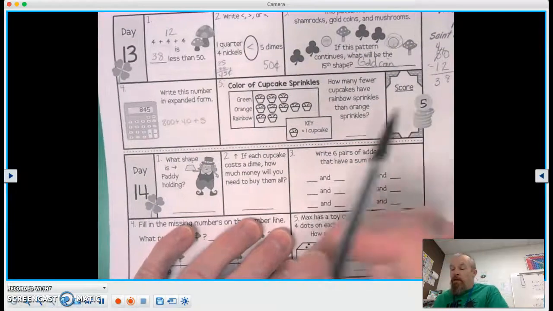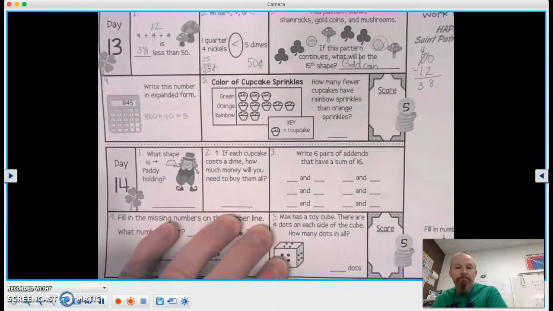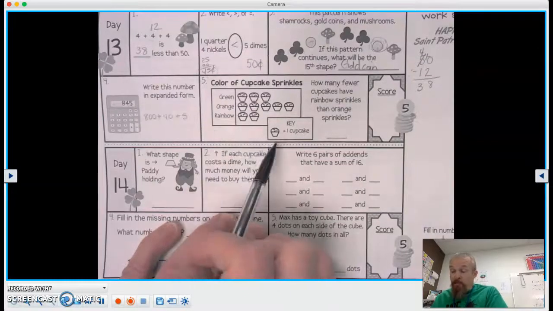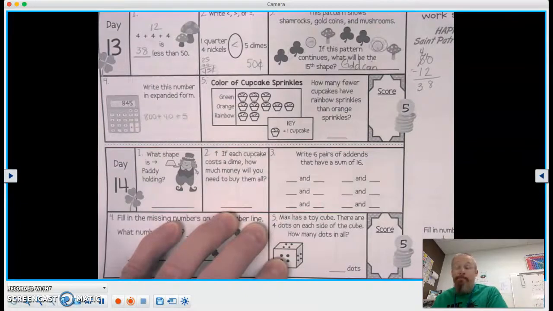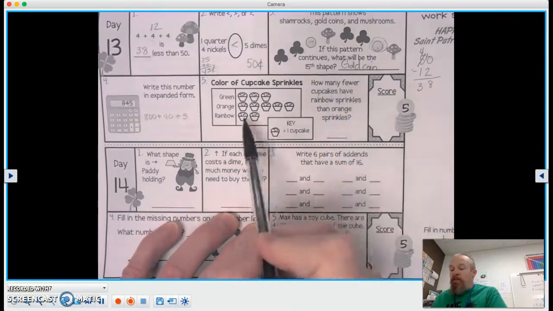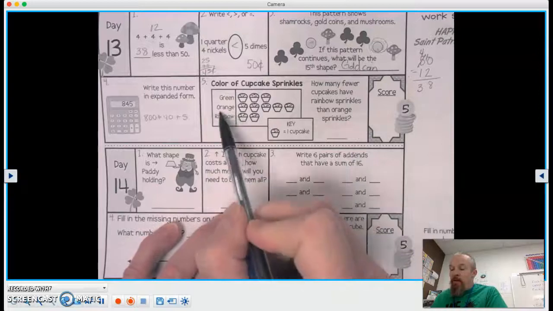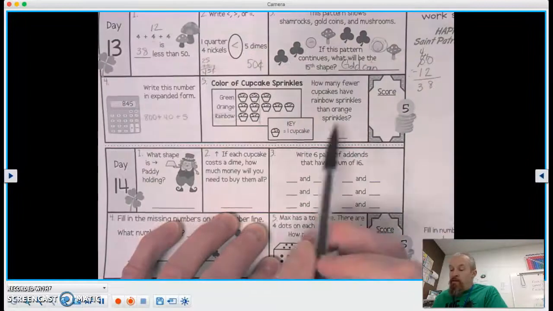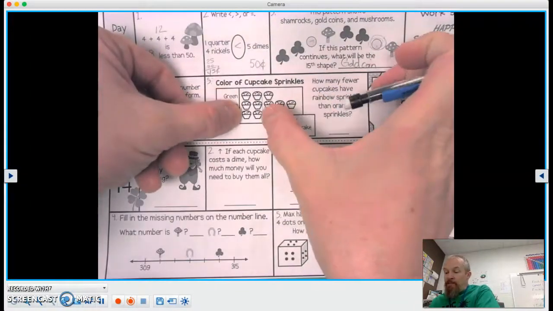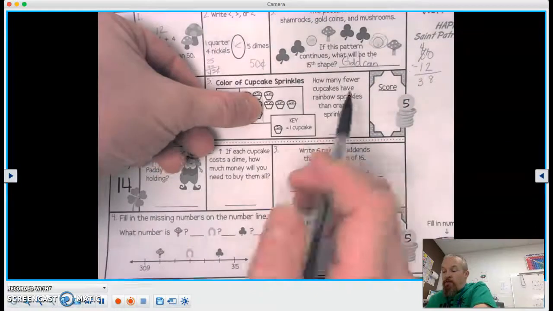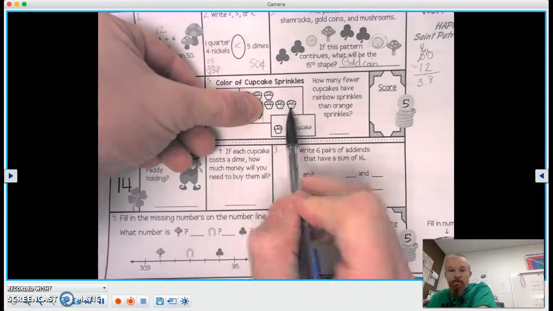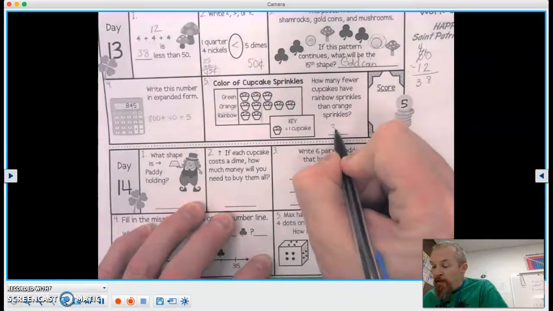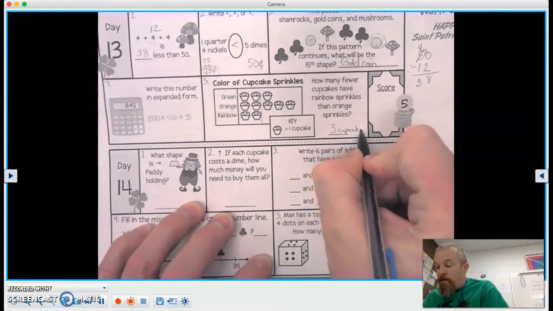Okay. Color of cupcake sprinkles. We have green, orange, and rainbow. So each cupcake equals 1 cupcake. How many fewer cupcakes have rainbow sprinkles than orange sprinkles? Well, rainbow comes to here, so I'm going to compare this line to this line. These are equal, so there's 1, 2, 3. So how many fewer cupcakes? 3 fewer cupcakes. All right.